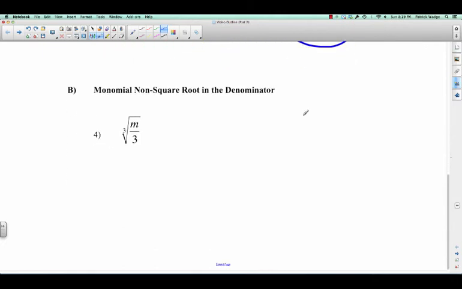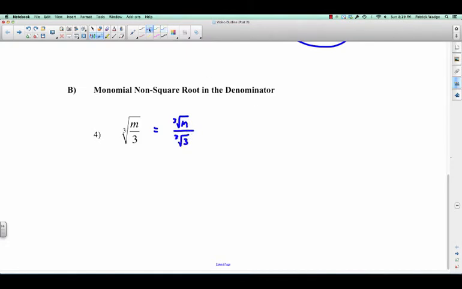Okay, the next ones are monomial. Again, monomials in the denominator, but they're non-square roots. So for example, we have a cube root here. These are more difficult. Yeah, so again, just like we did up above, if the whole fraction's in a radical sign, why don't we split it up? So we would have the cube root of m over the cube root of 3.